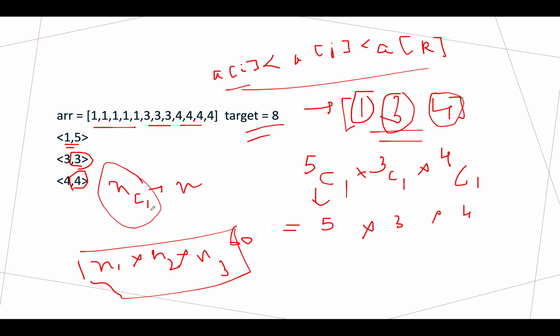NC1 is equal to n itself, and N1 signifies the frequency of A of i, N2 signifies the frequency of A of j, and N3 signifies the frequency of A of k. I hope this logic is clear to you. If the numbers differ from each other, then the total number of ways to form that target is N1 into N2 into N3. Let's move on to the second.